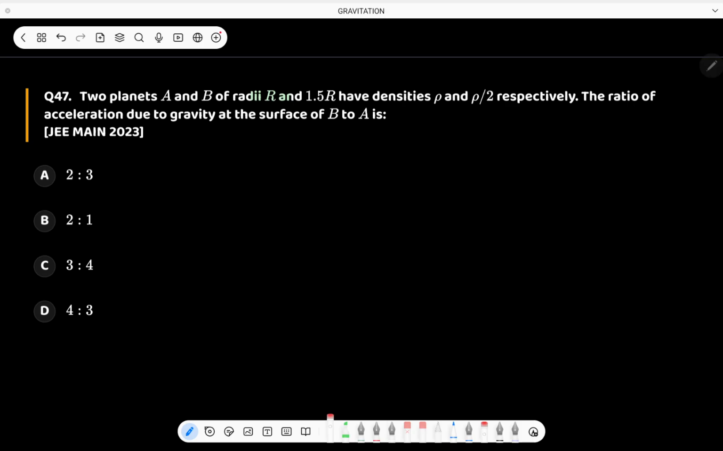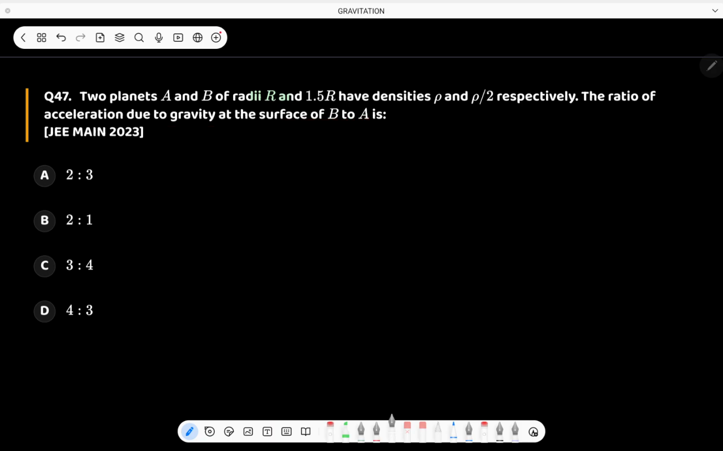तो क्वेश्चन में क्या दिया गया है? There are two planets A and B. Radii of the two planets given r and 1.5 r. Their densities are rho and rho by 2. So that means the density is mentioned and the radius is mentioned. So we'll have to write down the acceleration due to gravity in terms of density and radius. All right. The ratio of acceleration due to gravity at the surface of B to A is.